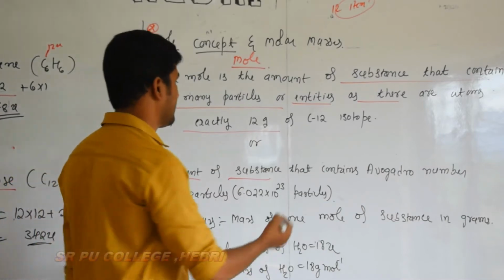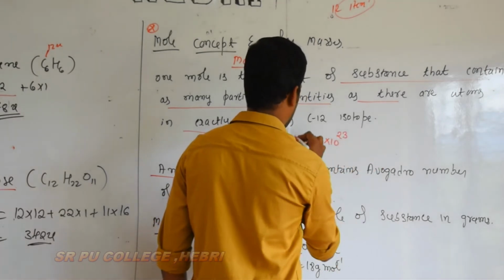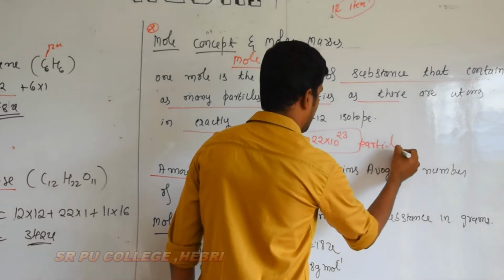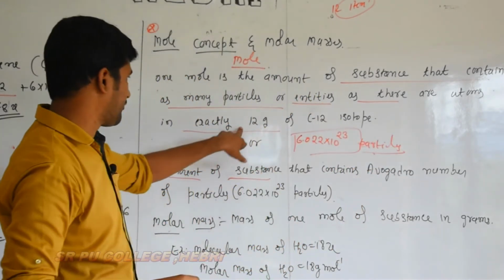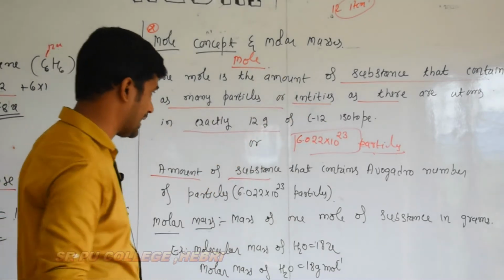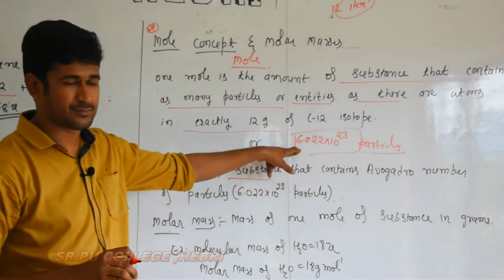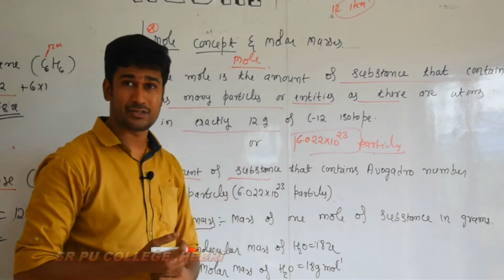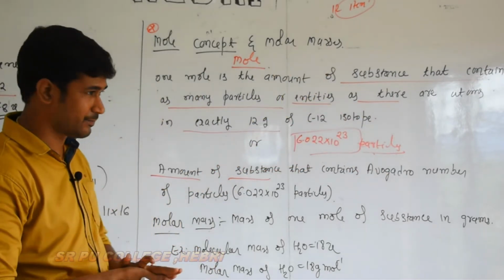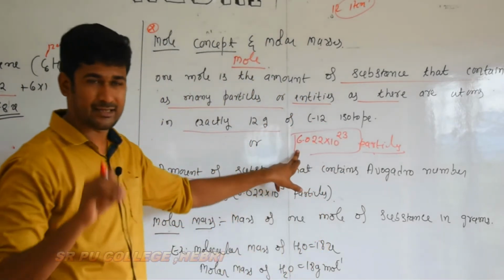So what is that quantity? That is 6.022 into 10 to the power of 23 entities, or simply I'll term it as particles. Now remember, 12 gram of carbon 12 isotope has 6.022 into 10 to the power of 23 particles or atoms. If any substance has this many particles, then it is referred to as 1 mole.